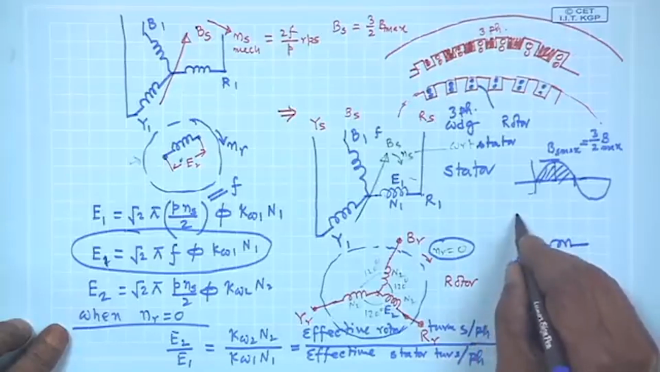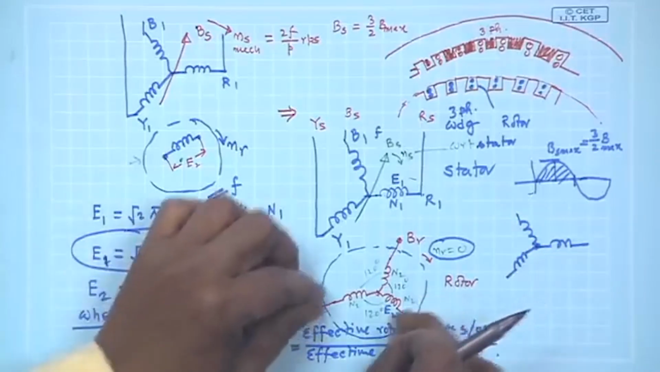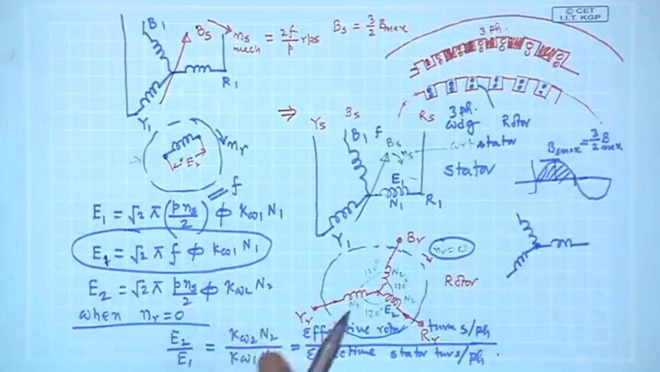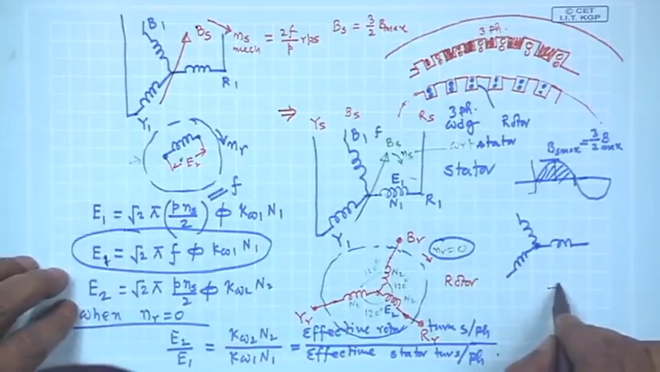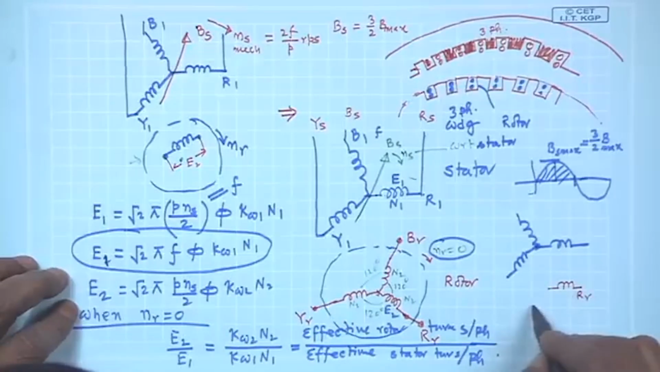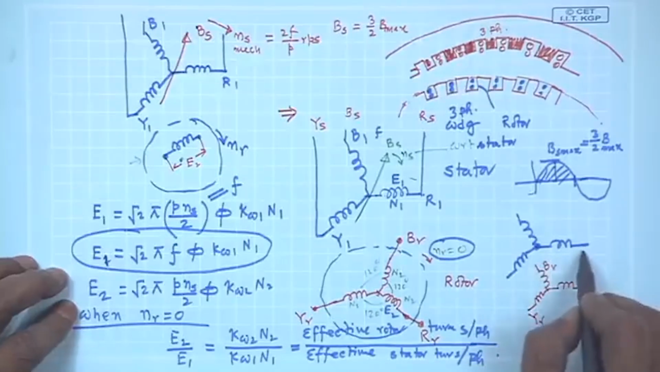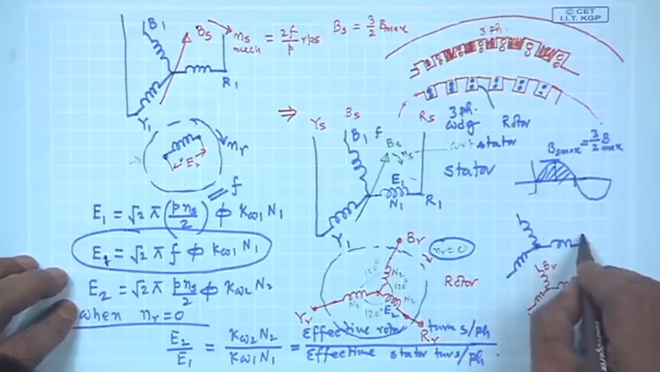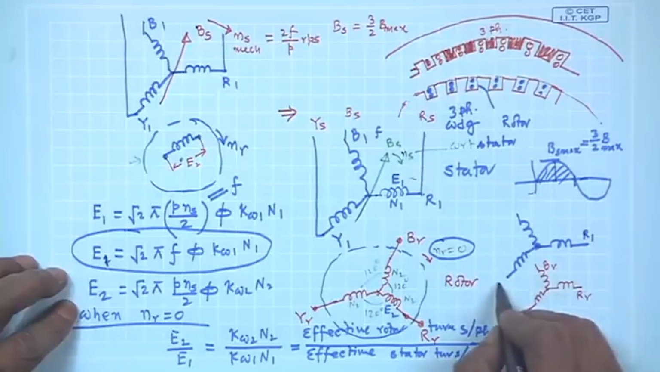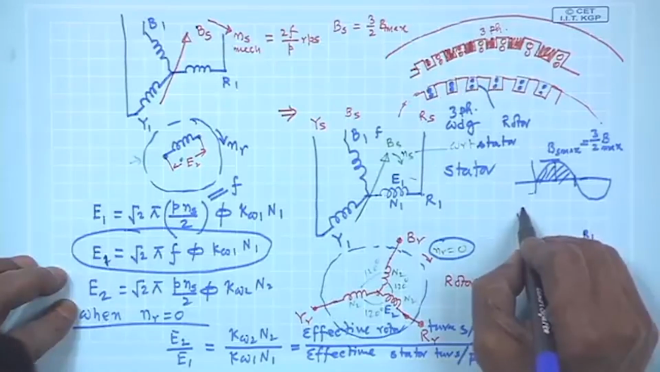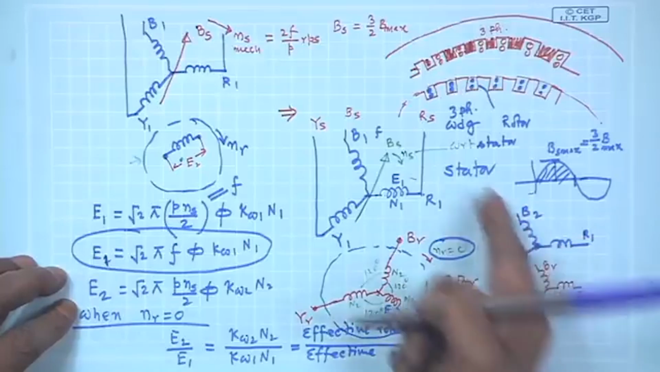This is your stator coils, and the rotor can be moved by hand before you energize it. Suppose I could place the rotor in this way: RR is here, YR is here and BR is here. That is, I align the stator R phase and rotor R phase, stator Y phase and rotor Y phase, and the B phases, like that.